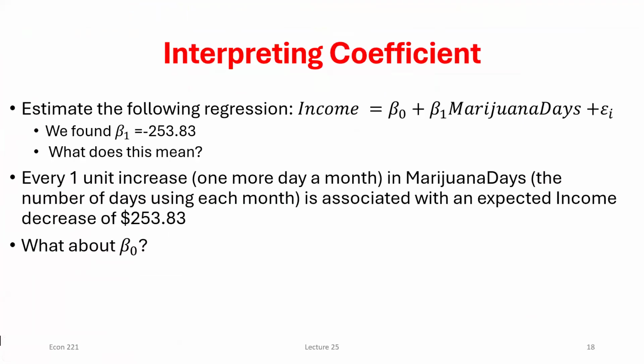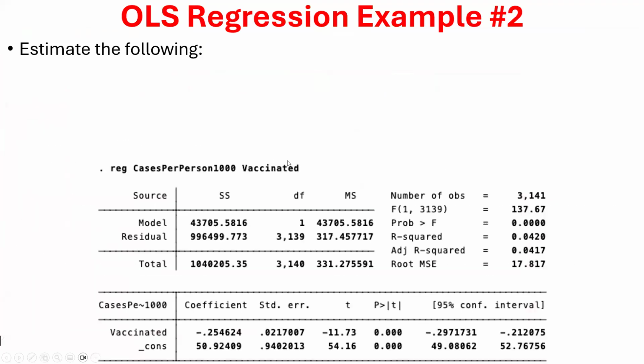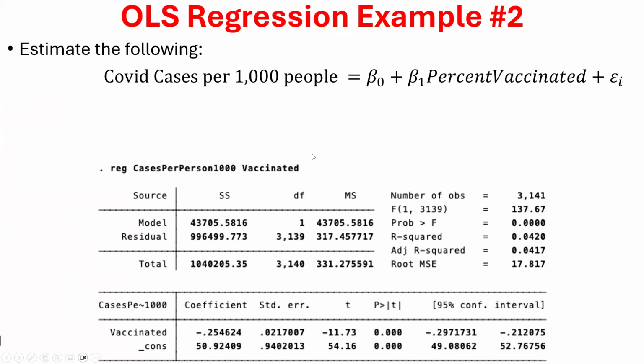So this is just what I said in words. Let's say I wanted to estimate the following regression. Okay. So I had some COVID data laying around, and I was looking at county level data. So this was the percent of the county that was vaccinated, and this was the number of cases that county saw per 1,000 people. Okay. So I might be interested, if they were getting a higher percent of their county vaccinated, what should I expect the sign of beta 1 to be?